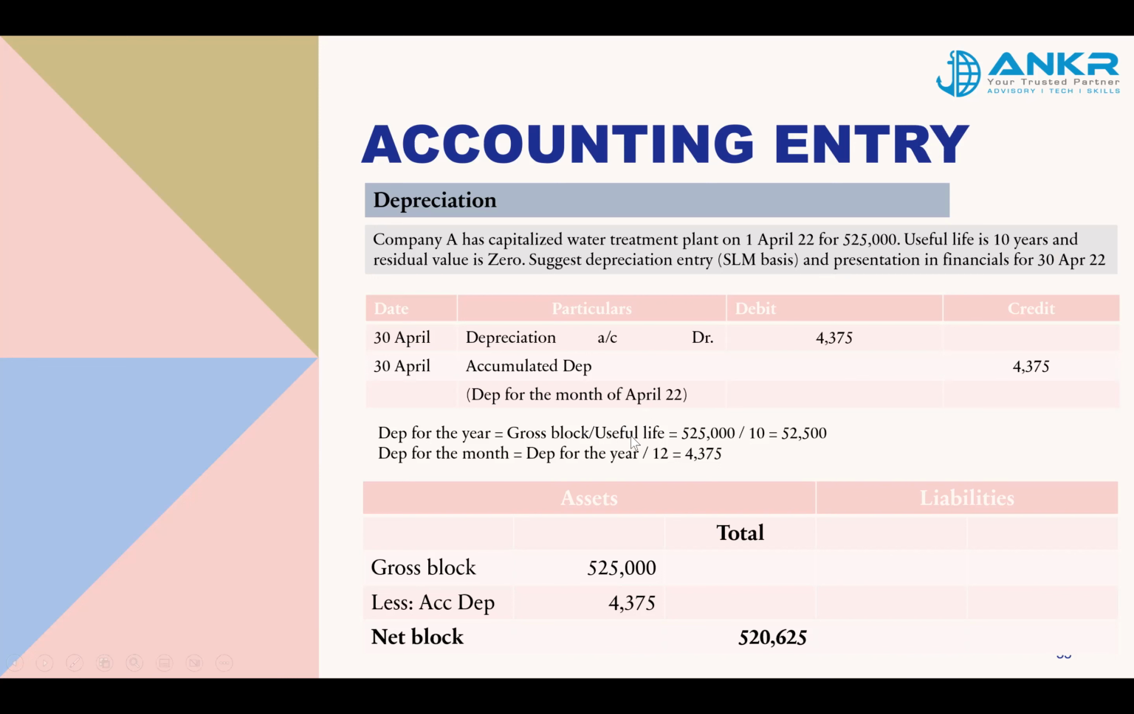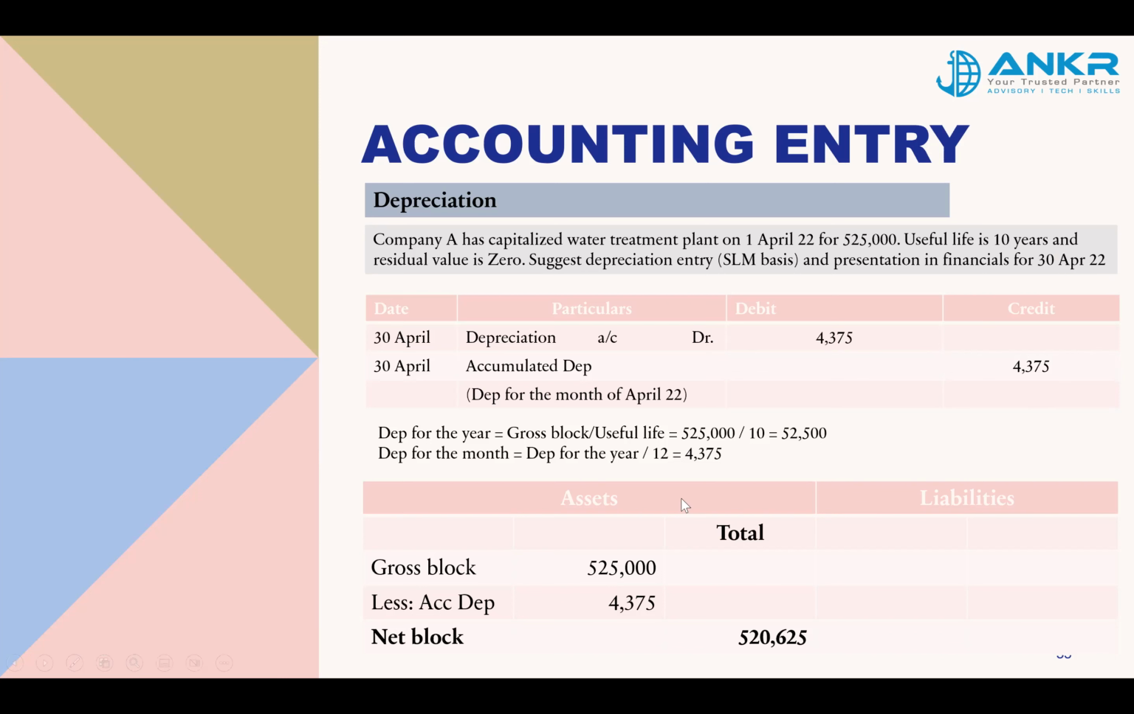How did we calculate this? 5,25,000 divided by 10 is 52,500, which is the per year depreciation, and then per month depreciation is the depreciation for the year divided by 12, which is 4,375, right? So depreciation account debit 4,375. Depreciation is a nominal account. Debit when there is an expense. So depreciation is an expense. So depreciation account debit 4,375 to accumulated depreciation 4,375, right? This is the entry.